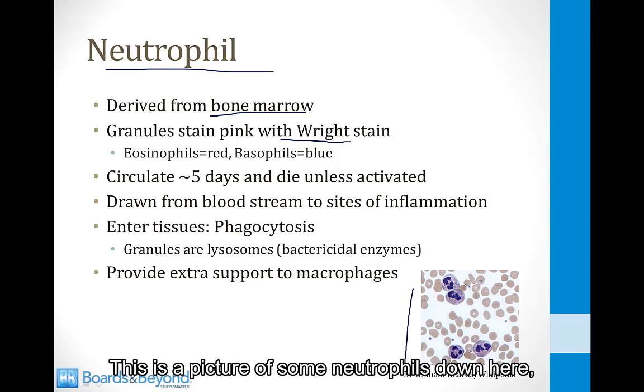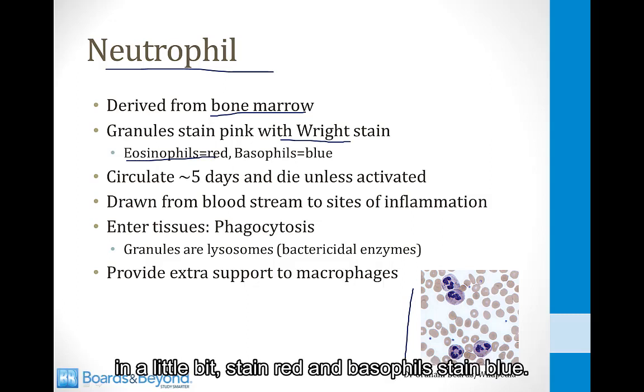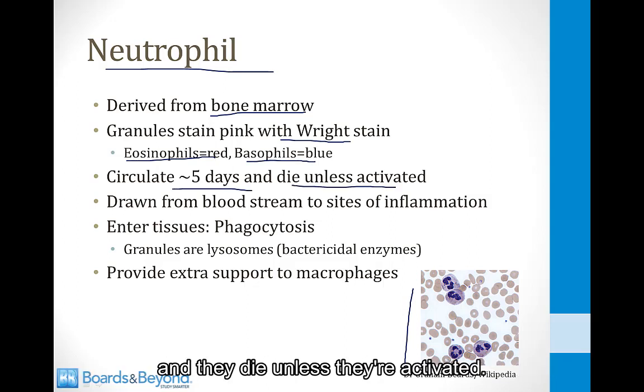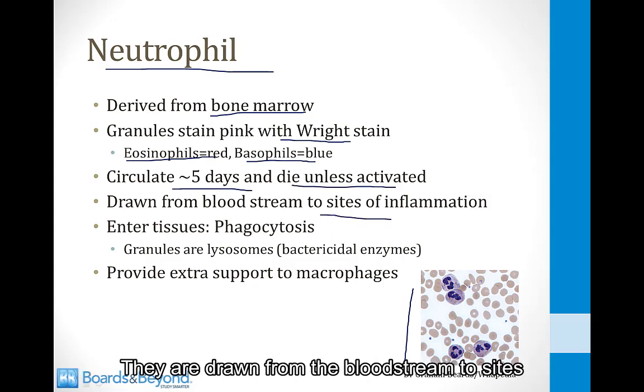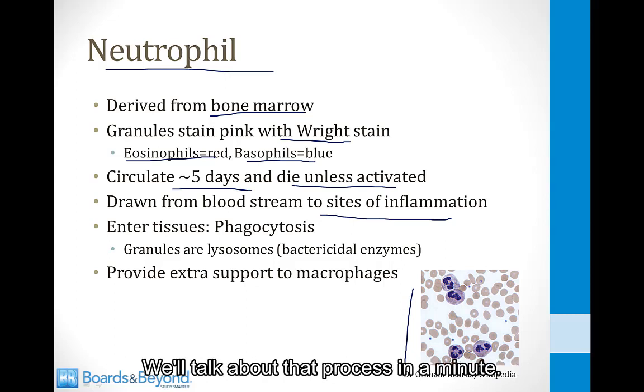This is a picture of some neutrophils down here in the bottom right-hand corner of the screen. By comparison, eosinophils, which we'll talk about in a little bit, stain red, and basophils stain blue. Neutrophils circulate in the bloodstream about 5 days, and they die unless they're activated. They are drawn from the bloodstream to sites of inflammation by macrophages and cytokines. We'll talk about that process in a minute.